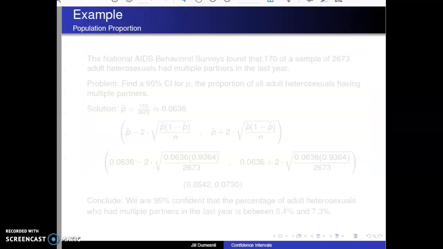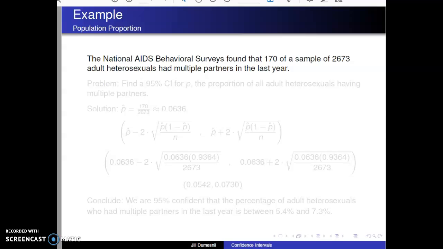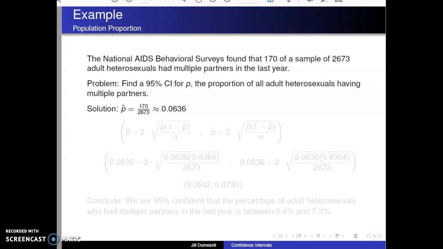Basically, we compute the interval by fattening p hat by adding and subtracting the right amount. Let's consider an example. The National AIDS Behavioral Surveys found that 170 of a sample of 2,673 adult heterosexuals had multiple partners in the last year. We want to find a 95% confidence interval for p, the proportion of all adult heterosexuals having multiple partners. First, we need to compute p hat by taking 170 divided by 2673, and we get approximately 0.0636.